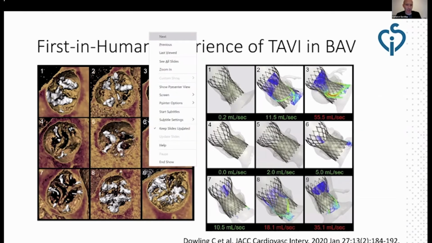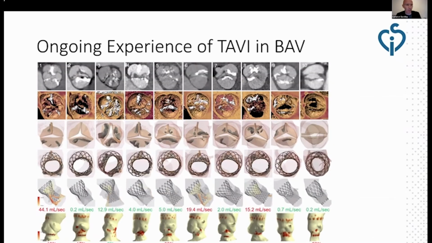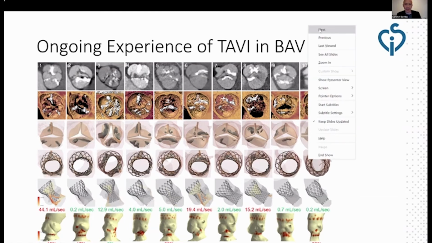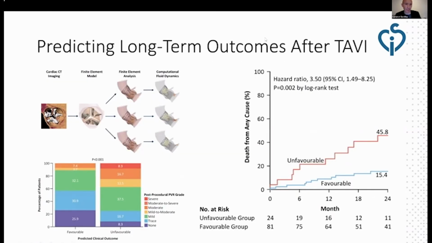Since these first 9 patients, we've gone ahead in the last 12 months to treat an additional 10 patients with the computer simulations. Here you can see the results of the computer simulations. As you can see, the models quite accurately reflect the leaflet configuration and calcium distribution of all these different types of bicuspid morphologies. All of these 10 patients had favorable clinical outcomes, including 2 patients that were treated surgically.